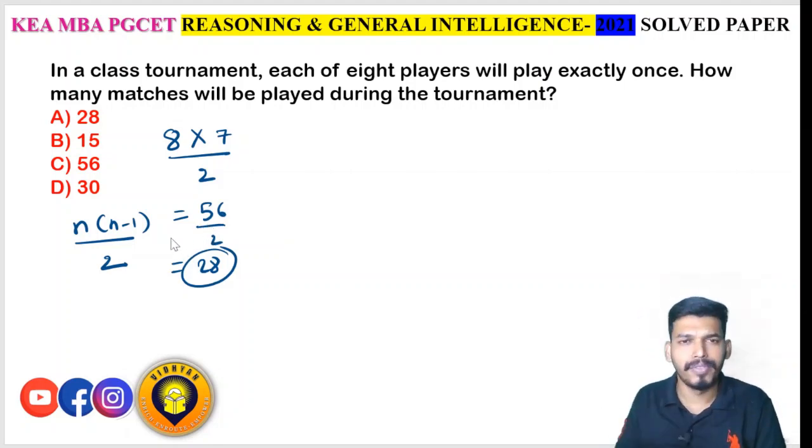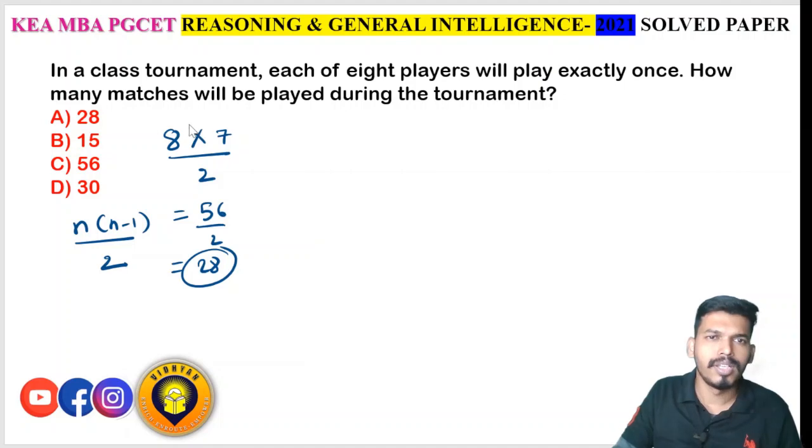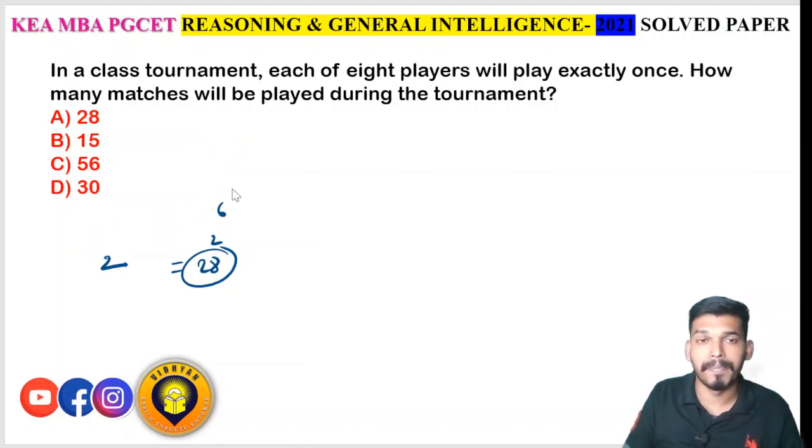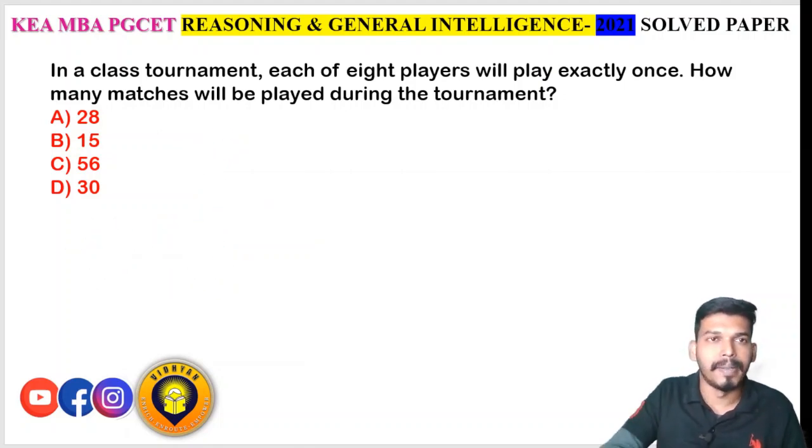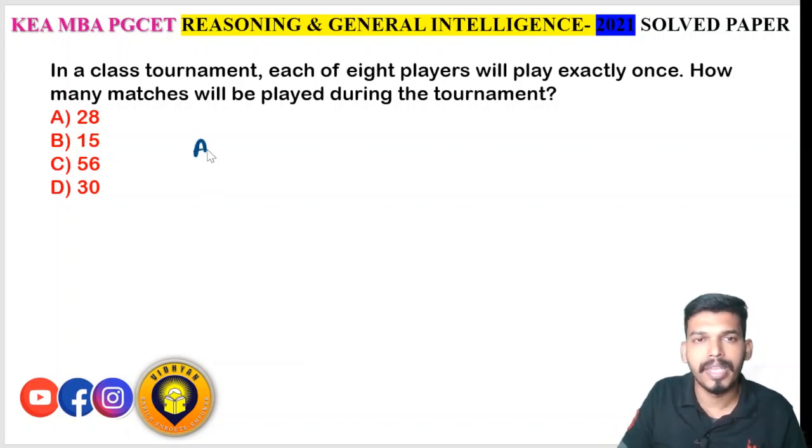Otherwise, if you don't remember the formula, you can just think it through. There are 8 players, they have said, right? So let us assume A, B, C, D, E, F, G, H.